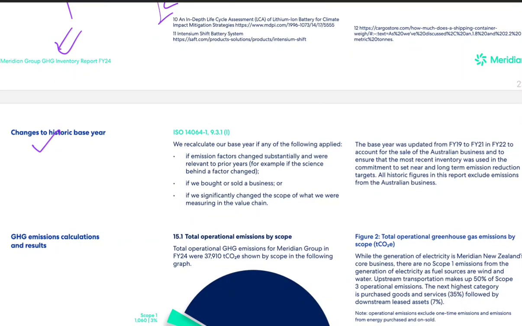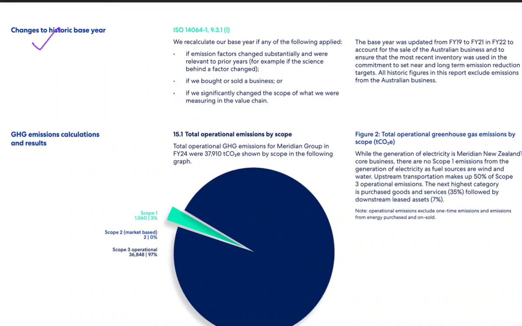So what is the changes to historic base year? So let's say they recalculate the base year if any of the following applied, like if emission factors change substantially and were relevant to prior years, and if we bought or sold a business, and also if we significantly changed the scope of what we were measuring in value chain actually. So the base year was updated from financial year 19 to 21, in 22 to account for the sale of Australian business. So this is the detail about why there is a change in the historic base year.